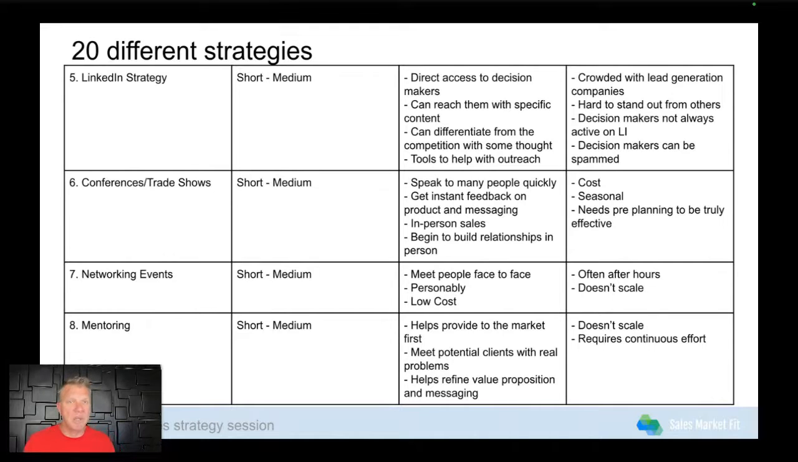Now, the other part of that strategy is devising a group, building a group. LinkedIn's a great platform for doing short, medium, or longer term strategies. So you get overlapping benefit from that as well.